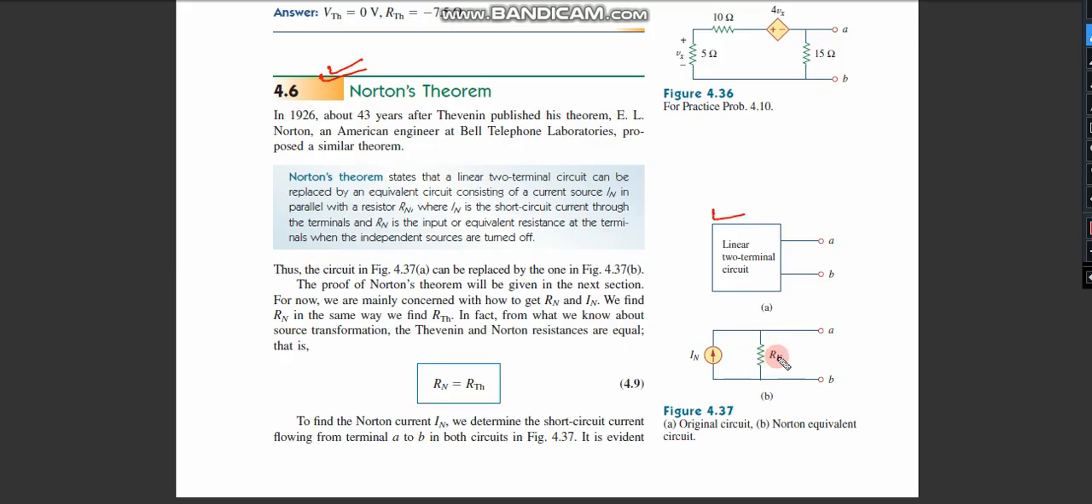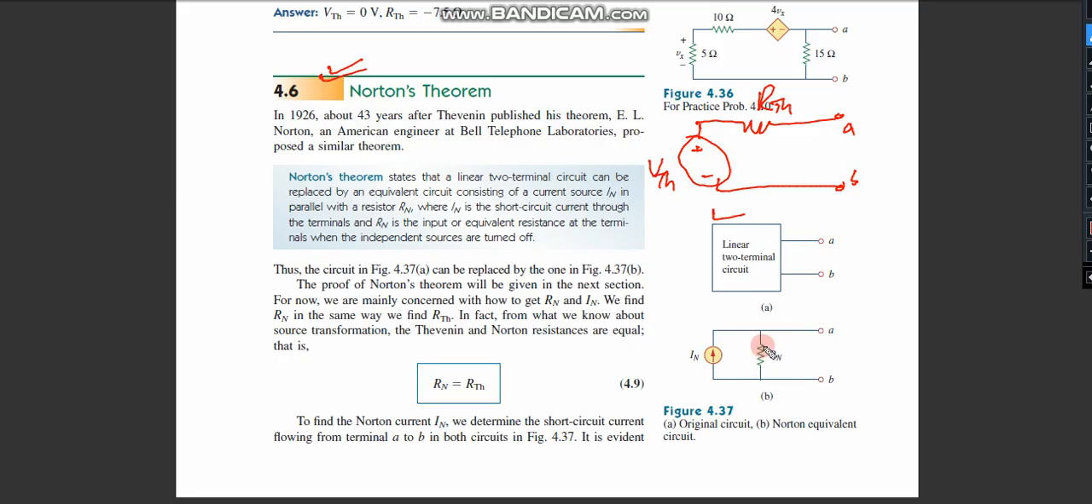So Rn is basically the Norton resistance. Now remember, previously we said that any linear two-terminal circuit can be represented by a Thevenin voltage, V Thevenin, in series with R Thevenin, like this one, and then we have the terminals A and B. So if you see, this Thevenin circuit and the Norton circuit are the same. They follow the same concept as we studied in the source transformation last time.